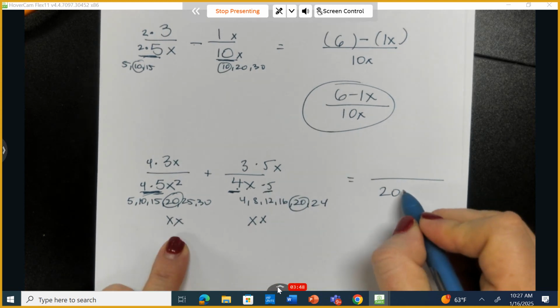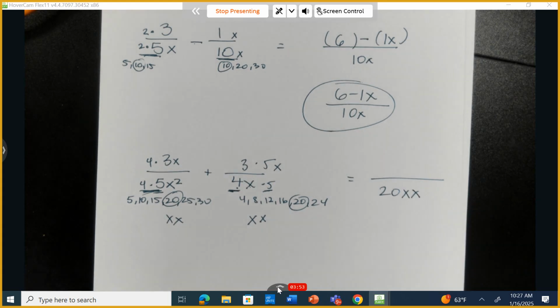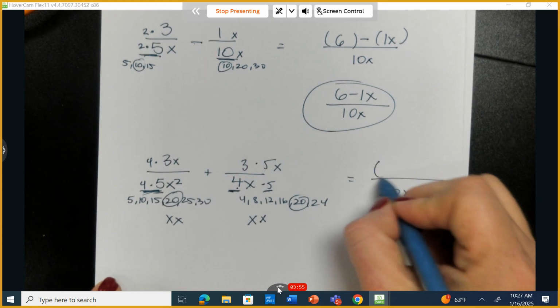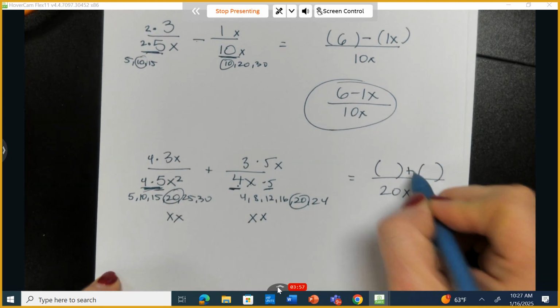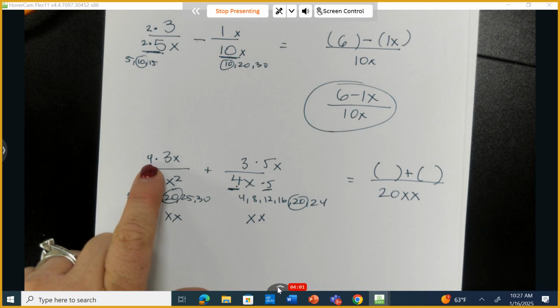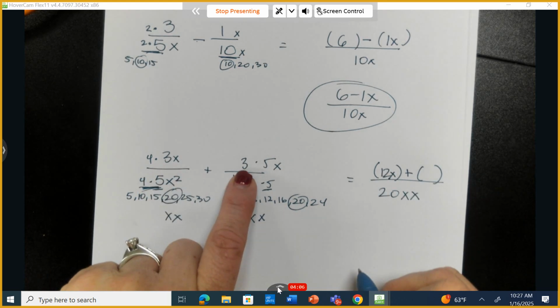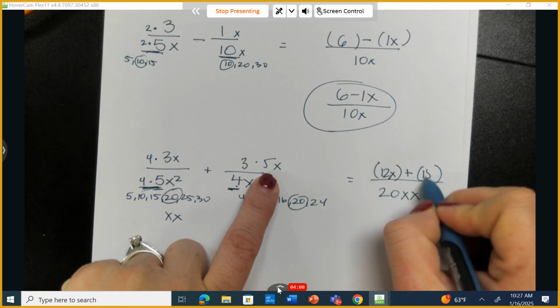Because whatever I do at the bottom, I must do the top. So over here, I have 2 choices. I can write xx or I could write x squared. Your choice. Either one I'd accept. Now there's a left side, and there's a right side, and there's addition in the middle. On the left side, what is 4 times 3? It is 12 with an x. On the right side, what is 5 times 3? It's 15 with an x.